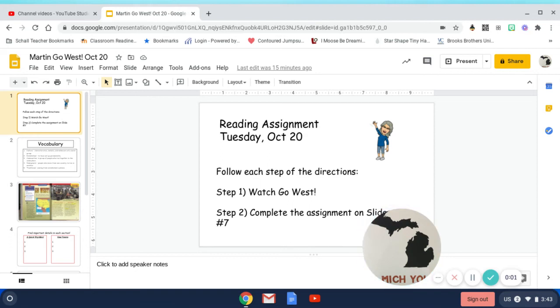Hi, boys and girls. Today we're going to continue our look at informational expository text. We're also going to look at the features that this kind of literature gives us.